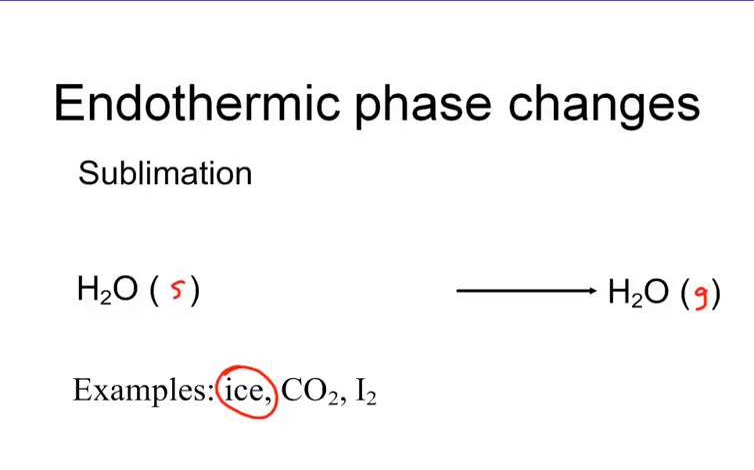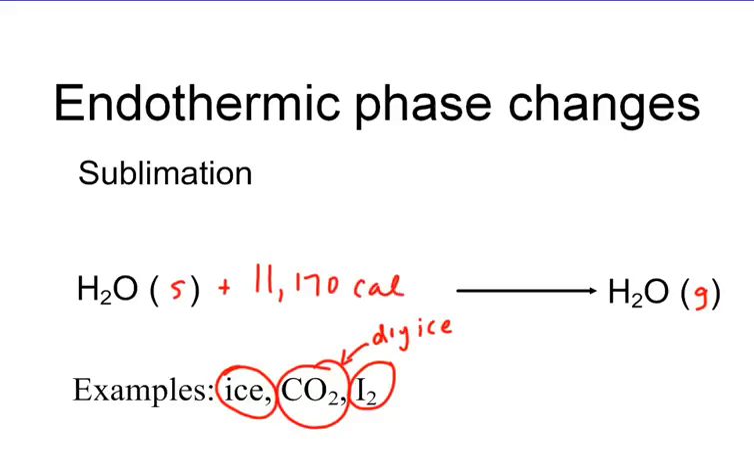Many cities in Colorado will do this, where the snowpack will just disappear and you won't see any evidence of liquid. The solid snow just seems to dissipate and shrink. Solid carbon dioxide can do this. It's called dry ice. If you were to take dry ice and just leave it on the countertop, it just shrinks. It doesn't melt. It just evaporates away. And then iodine can also do this. So not every substance can do this. It does take a fair amount of energy to take 1 mole of solid water and turn it into gaseous water. It takes 11,170 calories to do that.